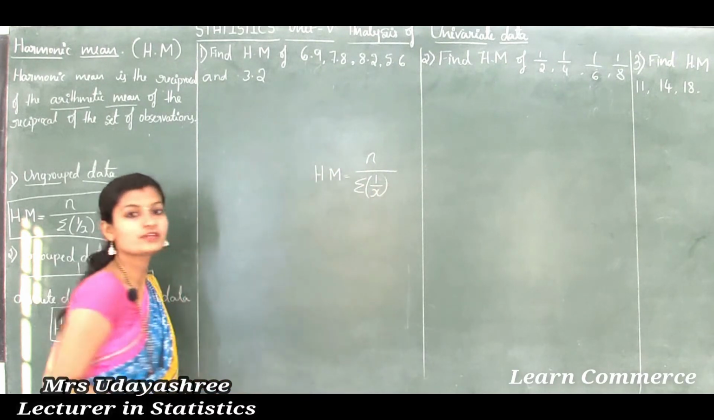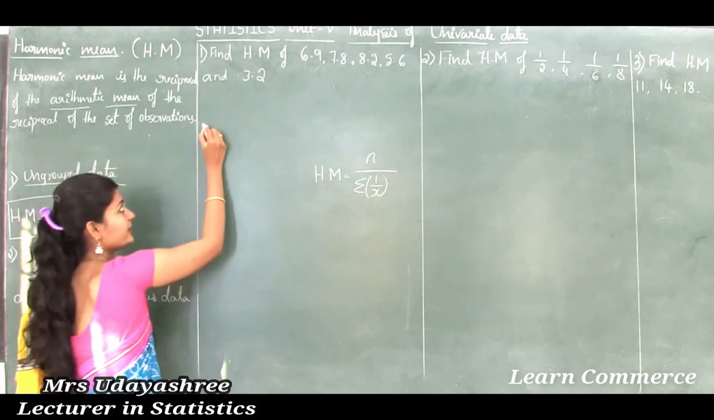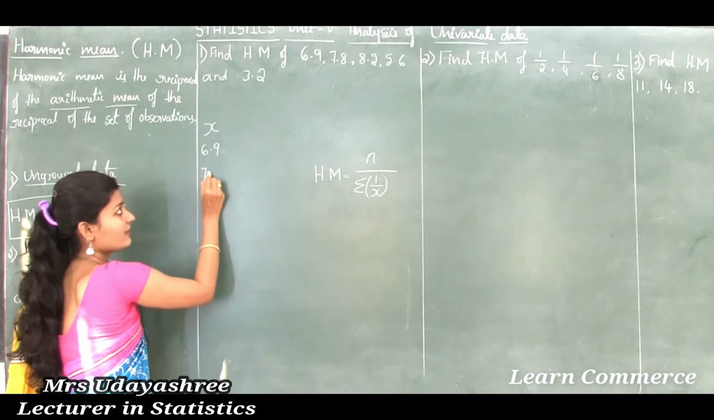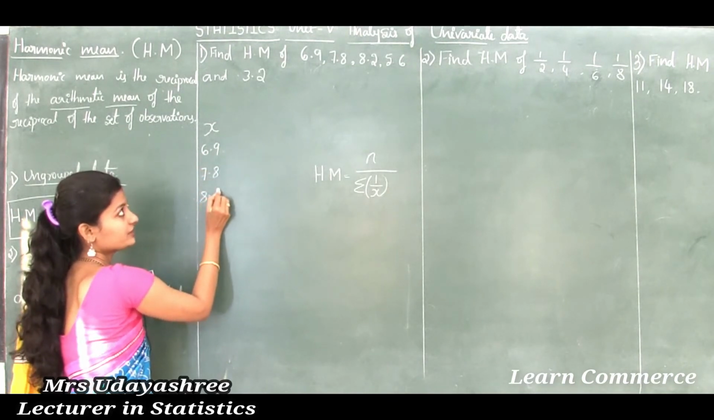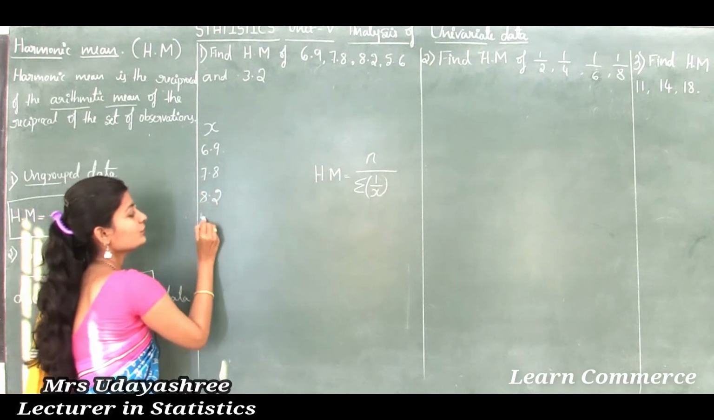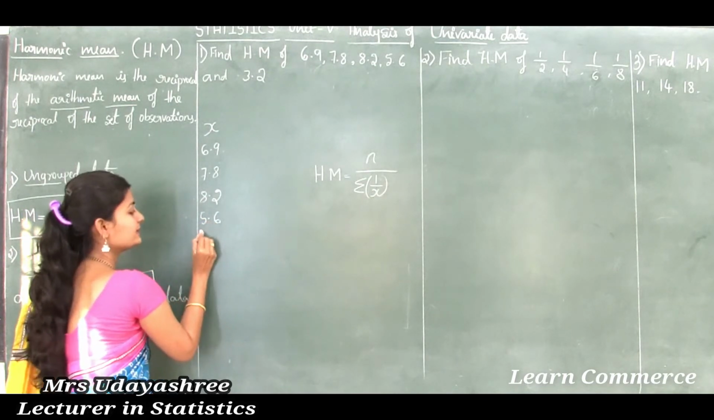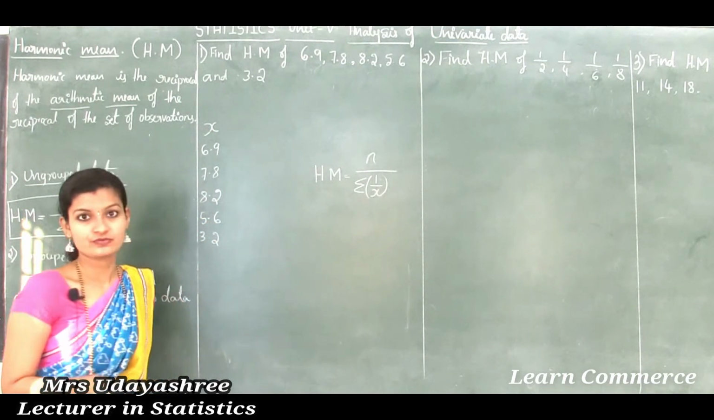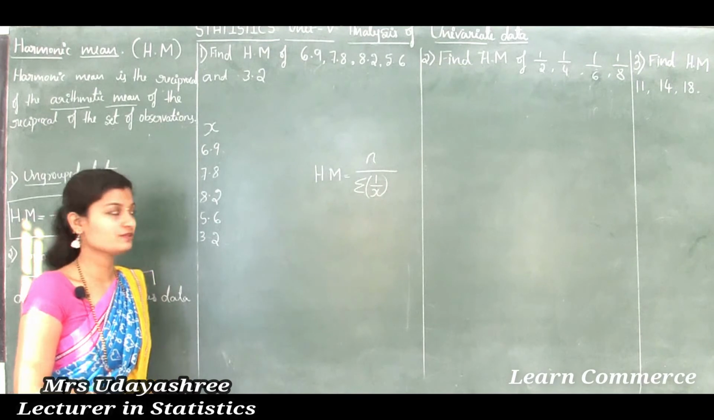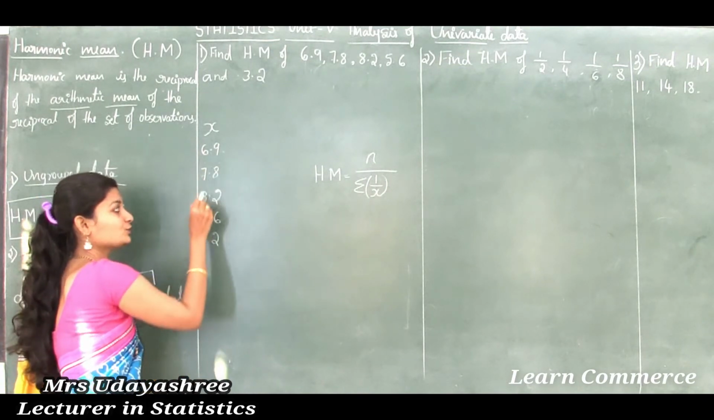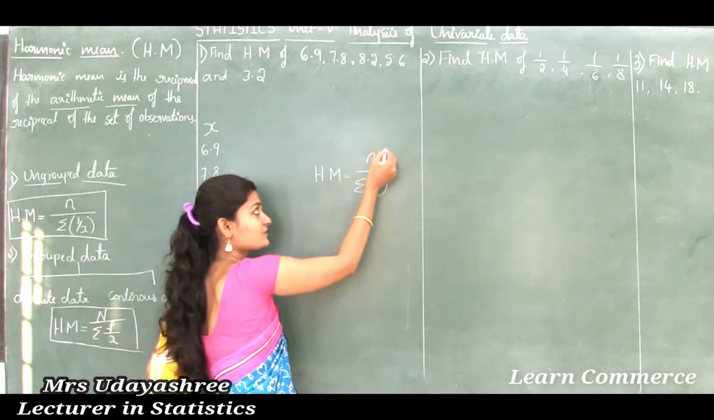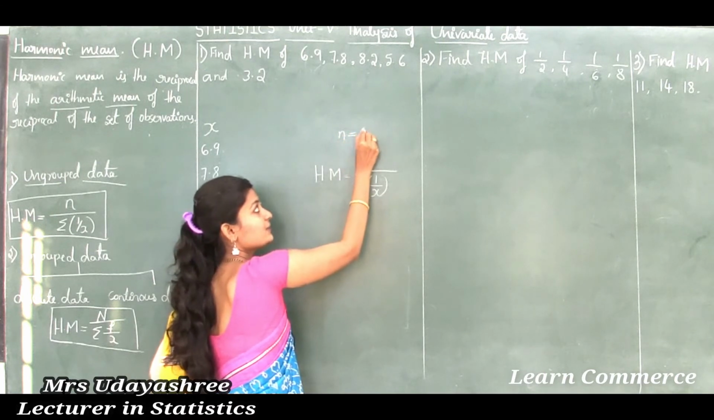See here, x observations are given. I will write one by one: 6.9, 7.8, 8.2, 5.6 and 3.2. So these are x observations. Then what is small letter n? Small letter n is number of observations, and number of observations are 1, 2, 3, 4, 5. So here 5 observations are there, that is, n is equal to 5.